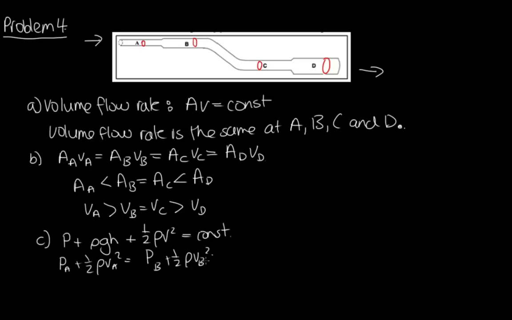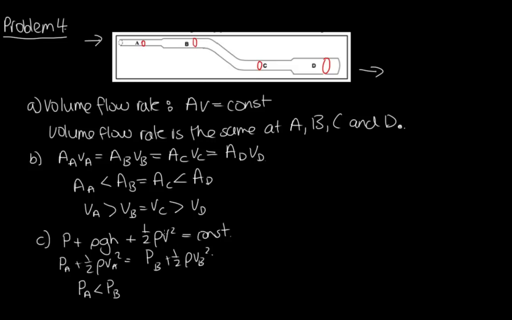And now the velocity at B is smaller than the velocity at A. And so this tells us that the pressure at A must be smaller than the pressure at B to make up for that difference. So the pressure at A is less than the pressure at B because this term for A is larger. Okay, let's now compare B and C.